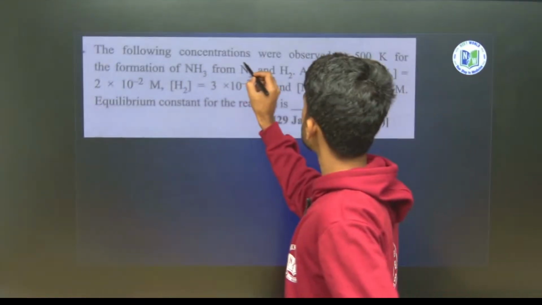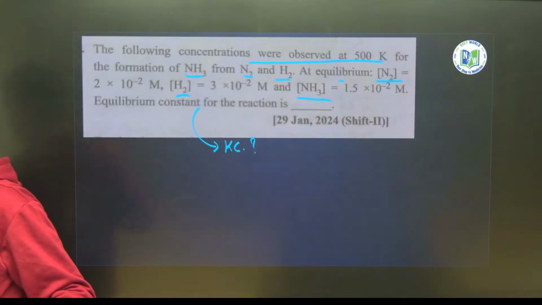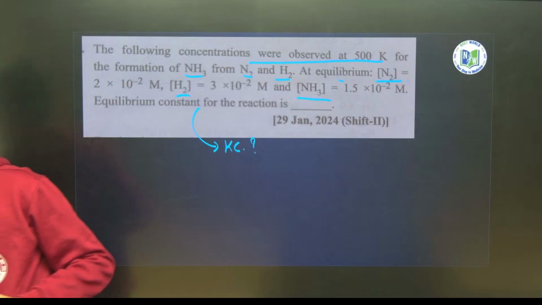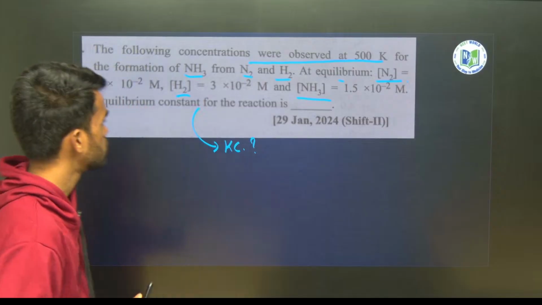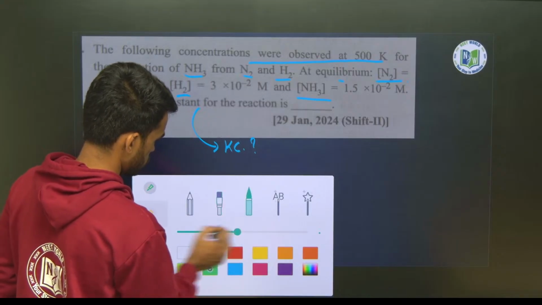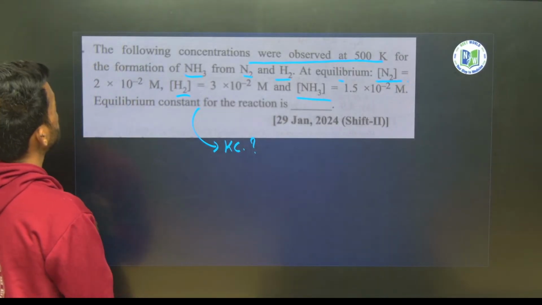The following concentrations were observed at 500 Kelvin for the formation of ammonia from N2 and H2. At equilibrium the concentrations of N2, H2 and ammonia are given. They are asking for the equilibrium constant, Kc. What is the value of Kc? Look here, they are asking for the Kc value.